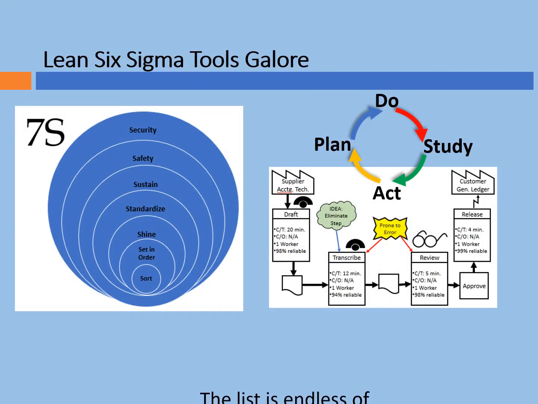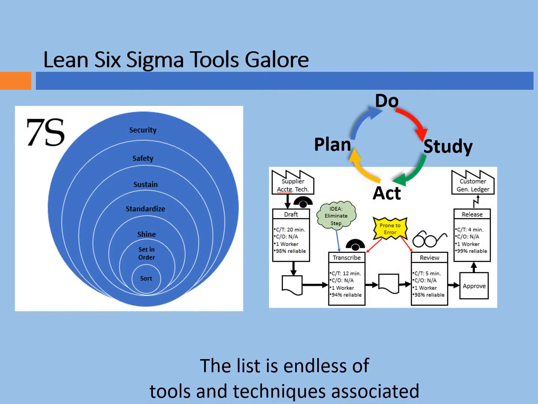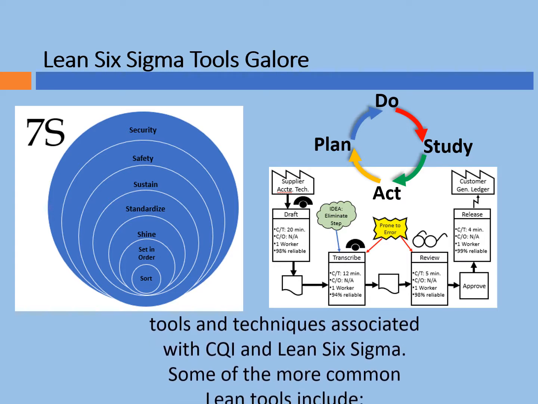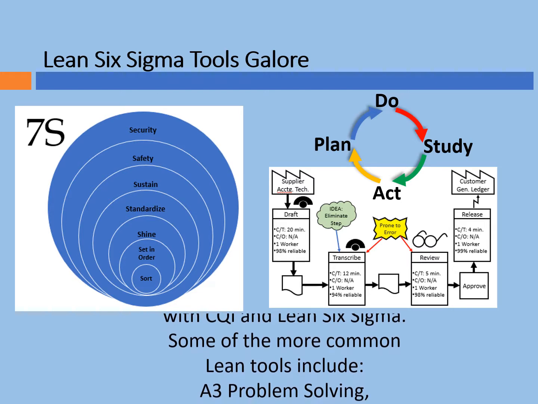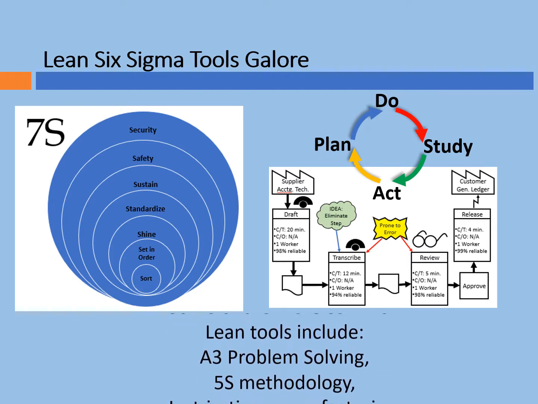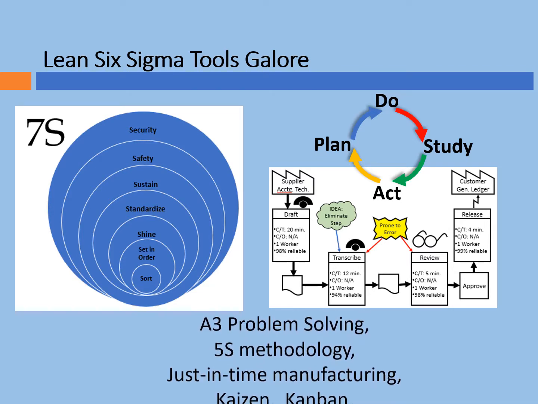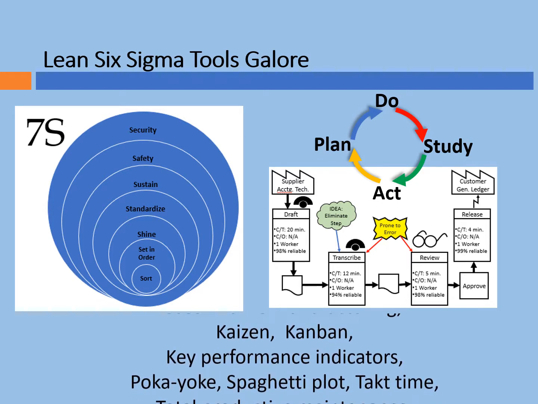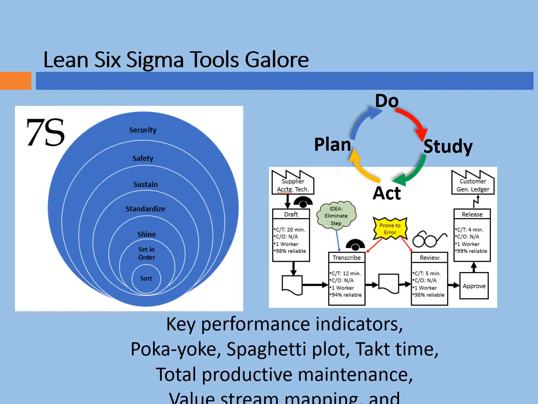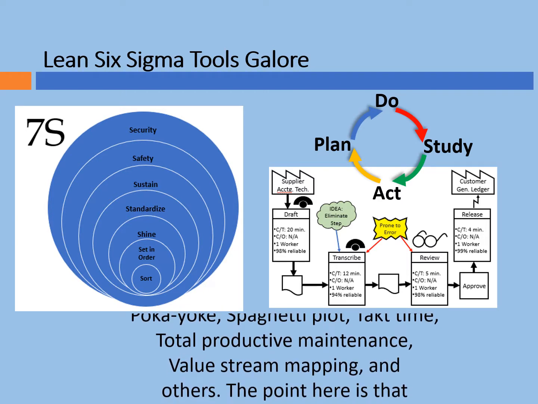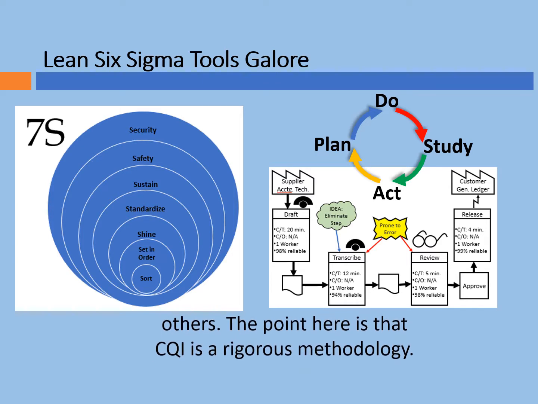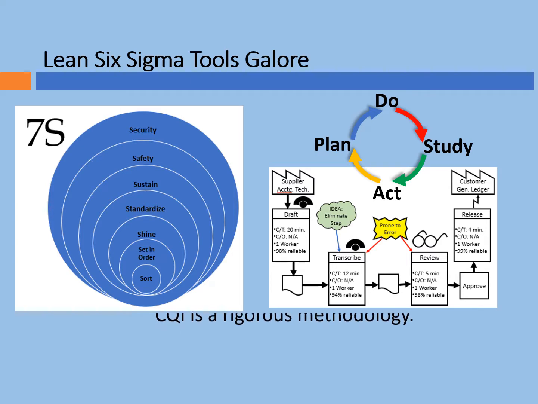The list is endless of tools and techniques associated with continuous quality improvement and Lean Six Sigma. Some of the more common Lean tools include A3 problem solving, 5S methodology, just-in-time manufacturing, Kaizen, Kanban, key performance indicators, Poka-yoke, spaghetti plot, takt time, total productive maintenance, value stream mapping, and others. The point here is that continuous quality improvement is a rigorous methodology.